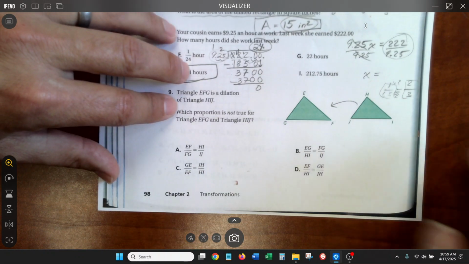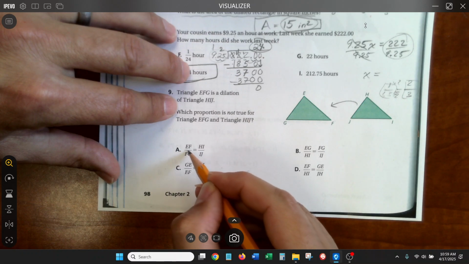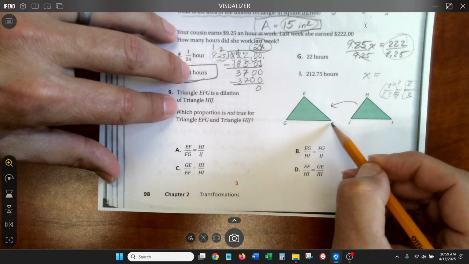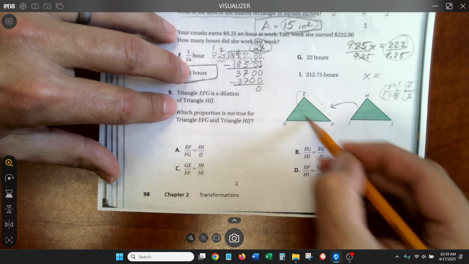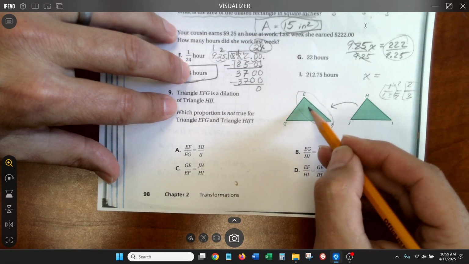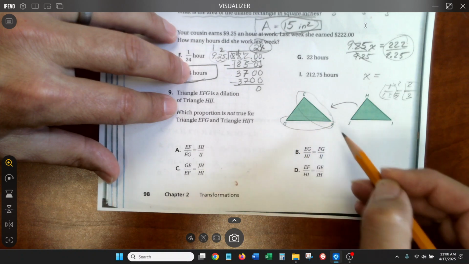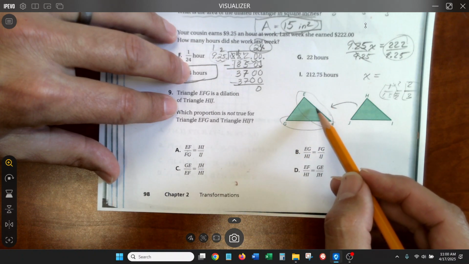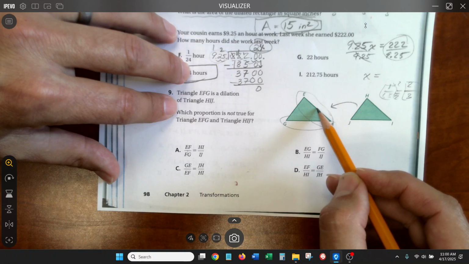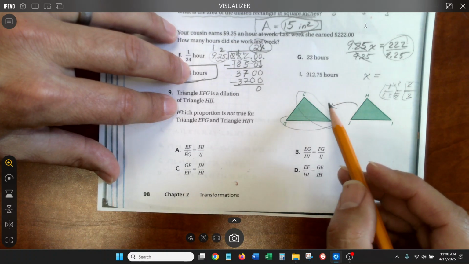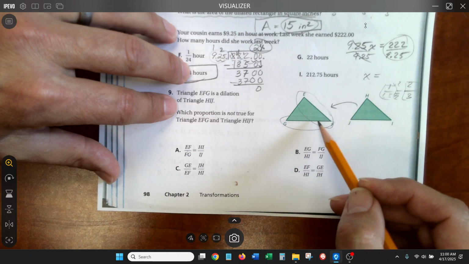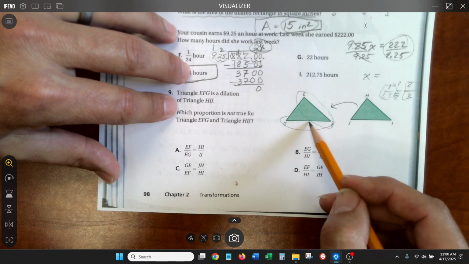So let's look. EF to FG, if we compare EF, that's this side, to FG, that is this side. So we have the right side of the, I'm going to say larger, to the bottom of the larger.